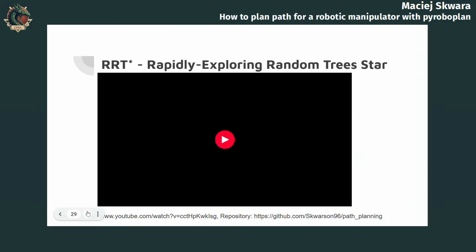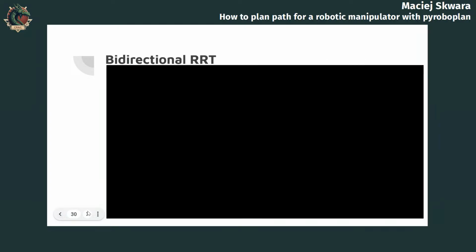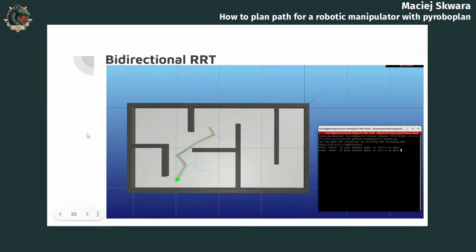So the next variant of the RRT algorithm is bidirectional RRT, and here the difference is we build a tree from the start point and from the goal point. So we can join those trees and find the path faster than in a traditional RRT.